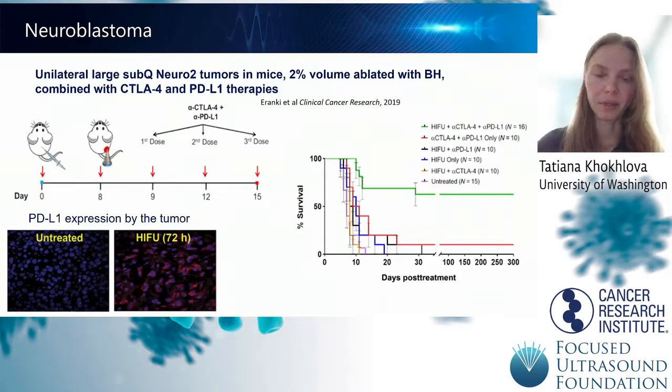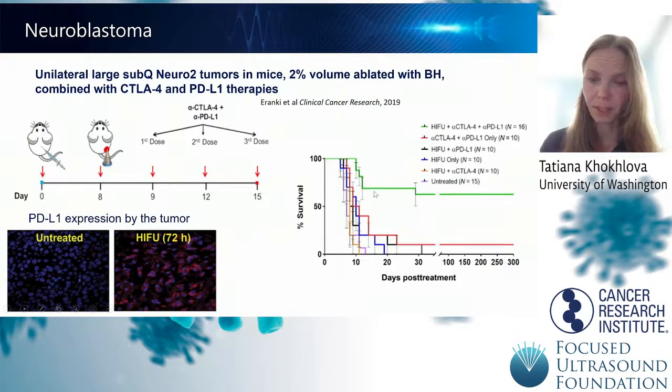And a very important recent study in boiling histotripsy was done by a group at Children's National in a neuroblastoma tumor. They treated large unilateral neuro2 tumors in mice, and they only ablated a very, very small fraction of them, about 2%, and combined it with immune checkpoint inhibition therapies, notably following the HIFU ablation in only 3 doses, 1, 3, and 6 days following treatment.